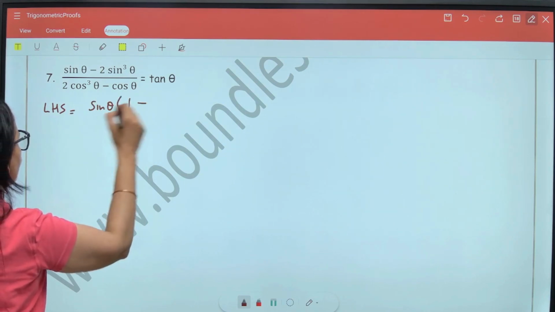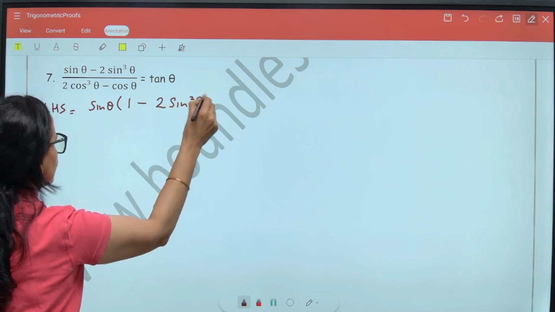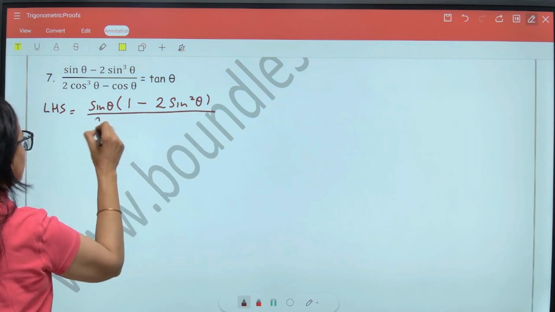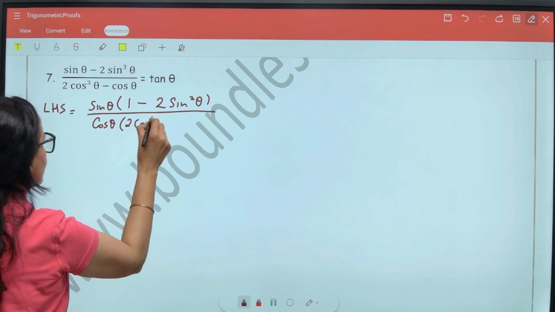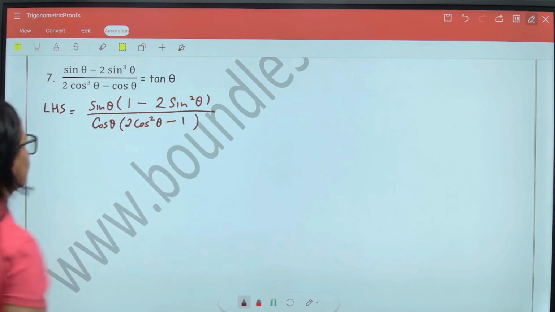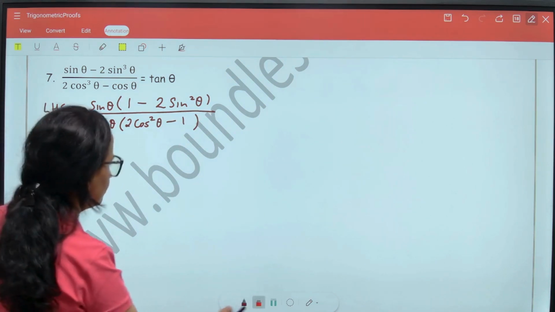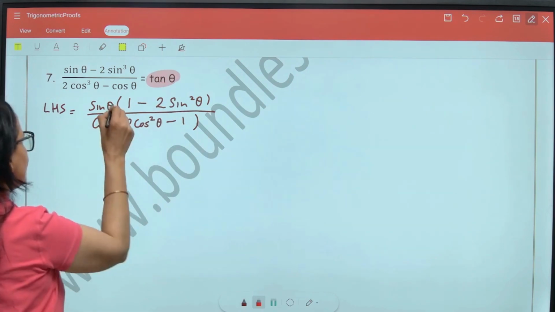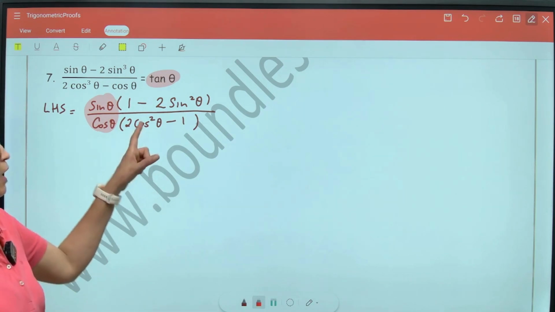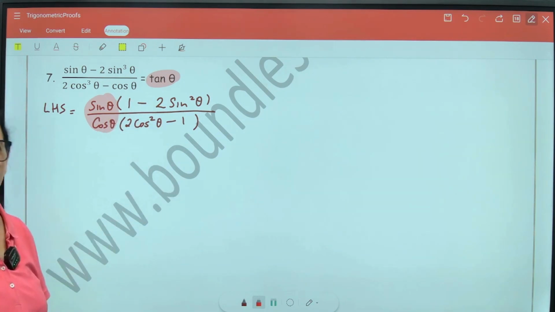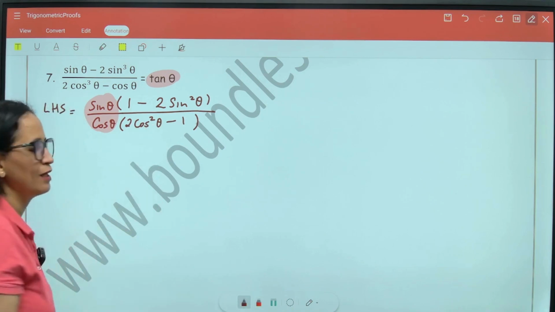So I have sin theta and then 1 minus 2 sin square theta. In the denominator I can take cos theta out and I have 2 cos square theta minus 1. If you compare it with the right side, what we need is tan theta, right? And sin theta by cos theta is tan theta. So if somehow we get rid of both these brackets, we have what we need on the right side. So let's see how do we get rid of these two brackets.